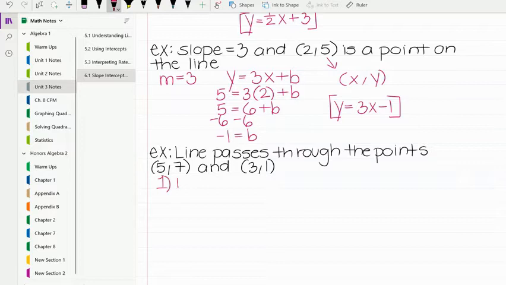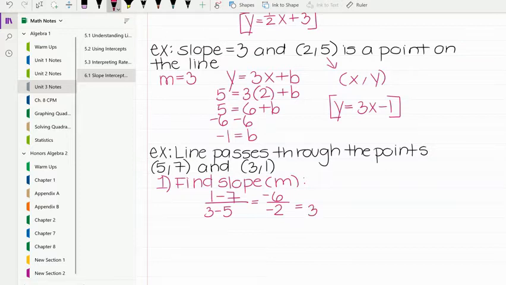Step 1 is to find the slope, which is m. So we have 1 minus 7. We're doing the change in y over the change in x, so 1 minus 7 over 3 minus 5. Well, 1 minus 7 is -6, and 3 minus 5 is -2. -6 divided by -2 is 3. So that means that m is equal to 3.